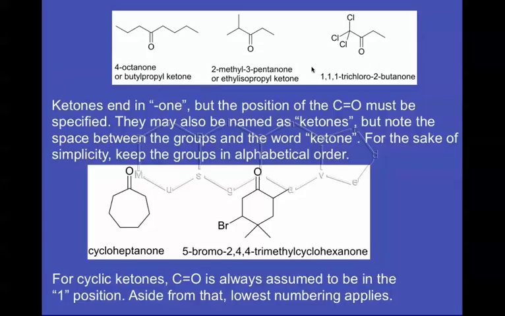So this here would be 2-methyl-3-pentanone, 1, 2, 3, and in this case this would be 1,1,1-trichloro-2-butanone, 1, 2, 3, 4.